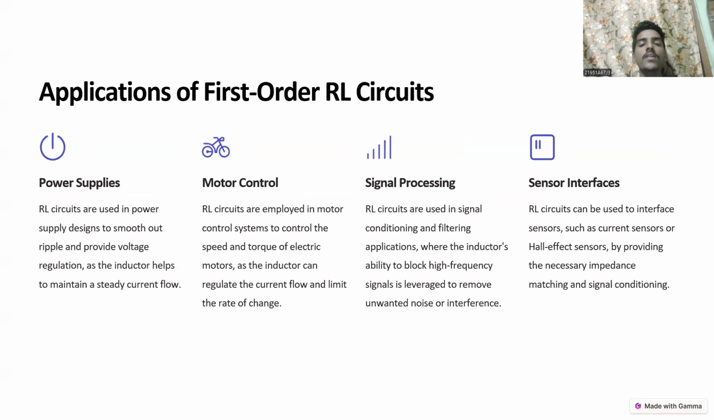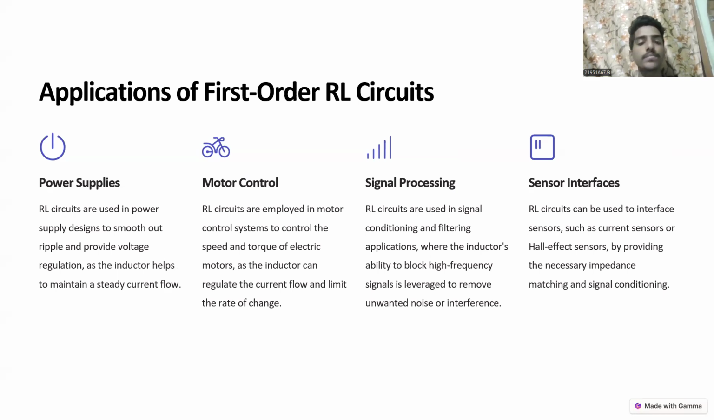Applications of first-order RL circuits. There are four types of applications: power supplies, motor control, signal processing, and sensor interfaces. Power supplies: RL circuits are used in power supply designs to smooth out ripple and provide voltage regulation, and the inductor helps to maintain a steady current flow.